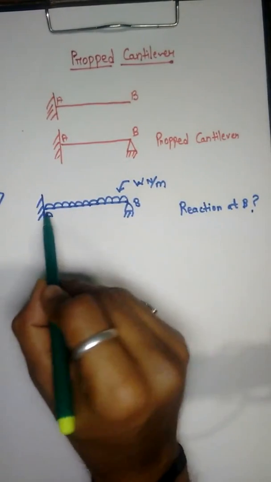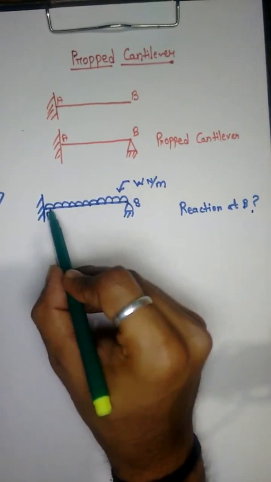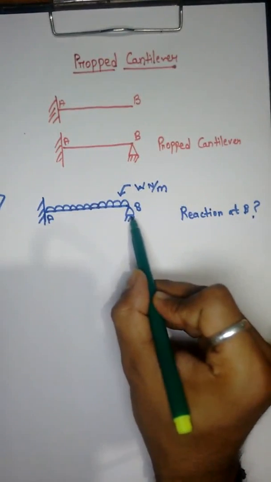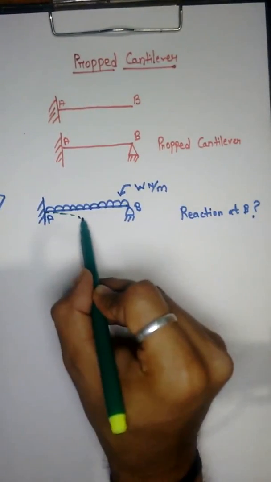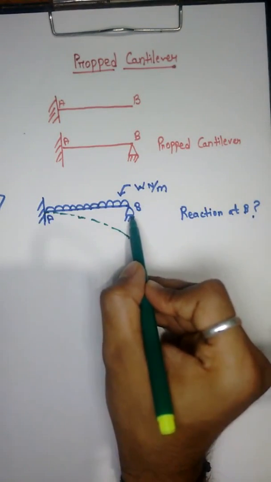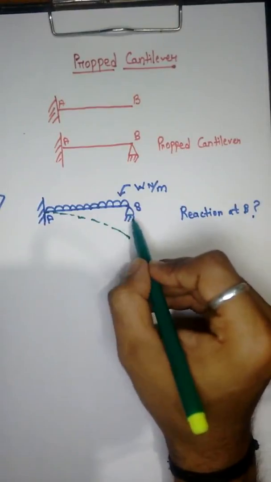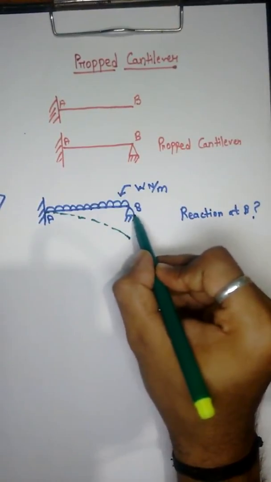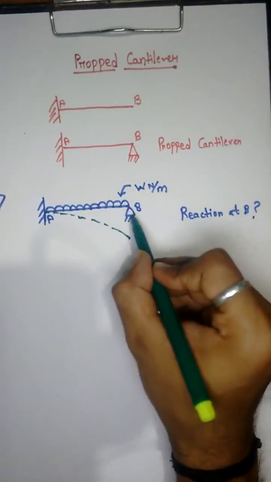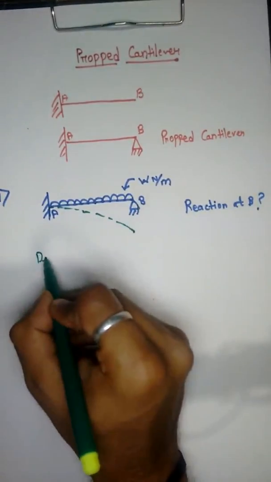We are going to find the reaction at B by finding the deflection due to W and the upward deflection due to the reaction at B. So this is the deflection curve of the beam due to the load W. Since it is simply supported at point B, this deflection is counteracted by the deflection due to the reaction at B.